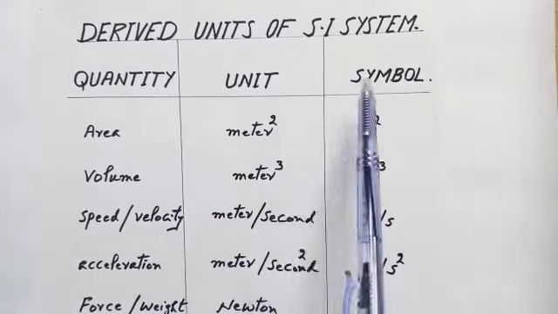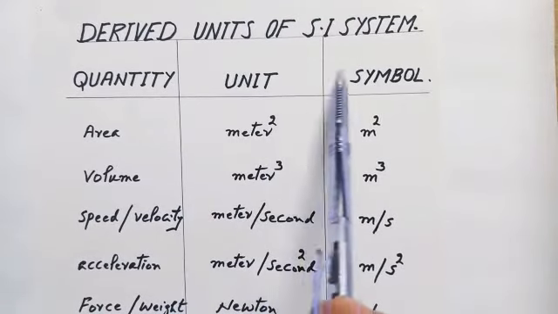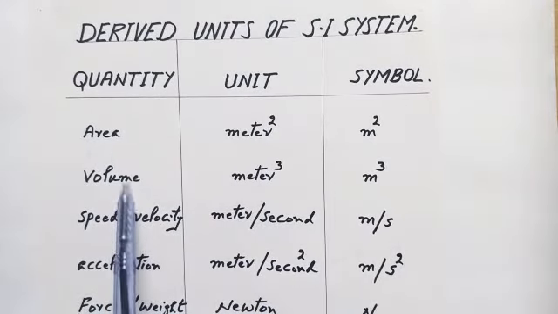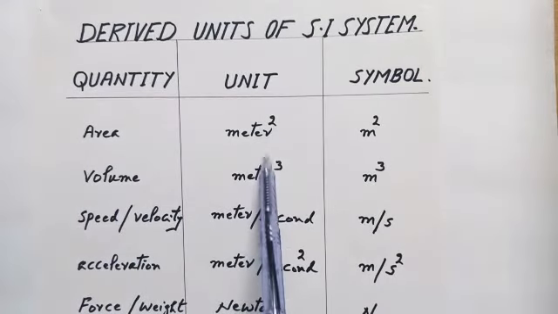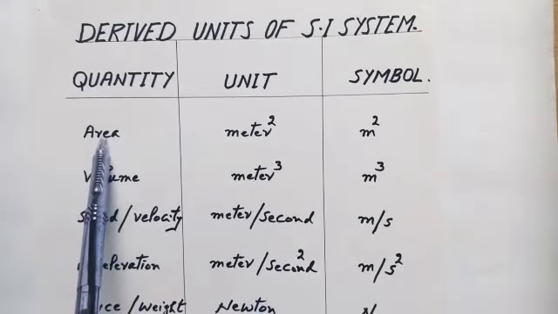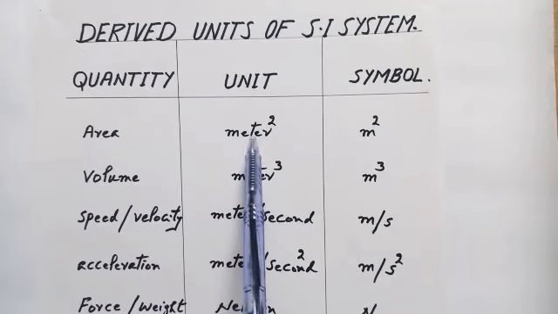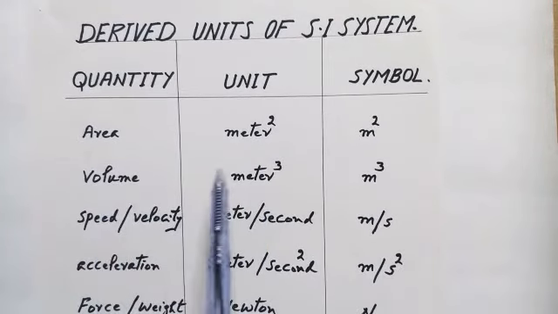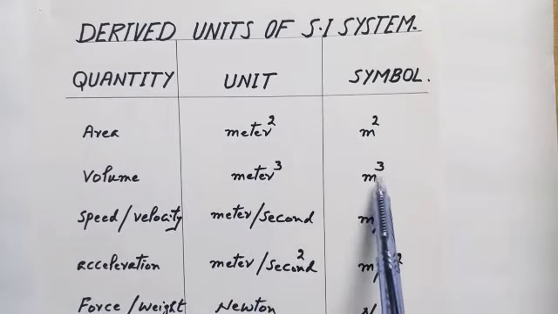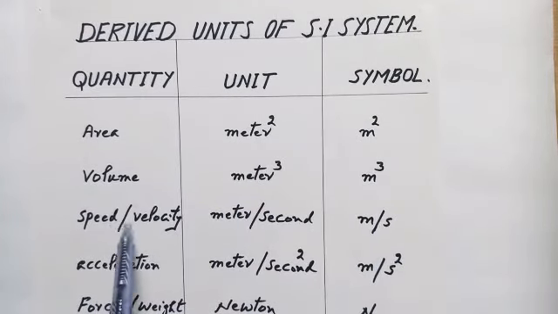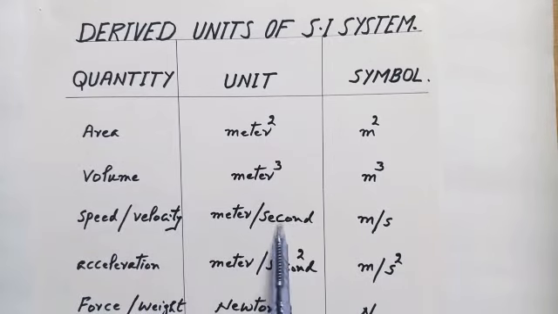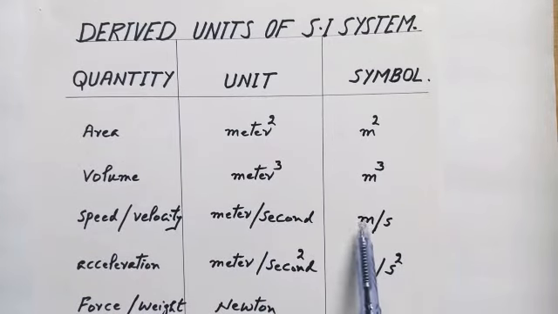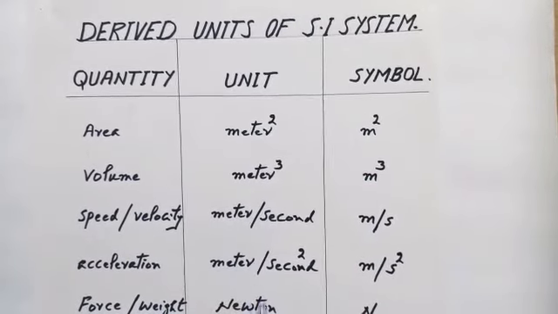Now these are the derived units of SI system. These are derived units. These are the derived quantities. For example, area is a quantity. Its unit is meter square and meter square is denoted by m². Volume is a derived quantity. Its unit is meter cube and meter cube is denoted by m³. Speed and velocity have the unit meter per second, denoted by m/s. So these are the derived quantities and these are the derived units. You can see.